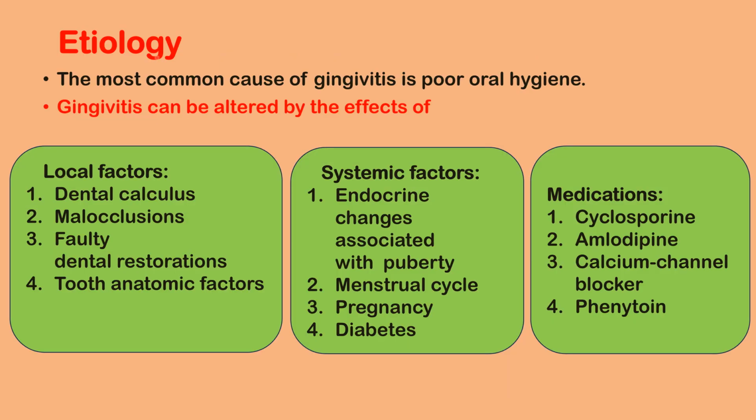Coming to the etiology, the most common cause of gingivitis is the presence of dental plaque. Gingivitis can also be altered by various factors like local factors, which include presence of dental calculus, malocclusion, faulty dental restorations, and tooth anatomic factors. Some systemic factors which can alter gingivitis include hormonal changes associated with puberty, menstrual cycle, pregnancy, and disease like diabetes. A few medications such as cyclosporine, amlodipine, calcium channel blocker, and phenytoin can also alter the course of gingivitis.